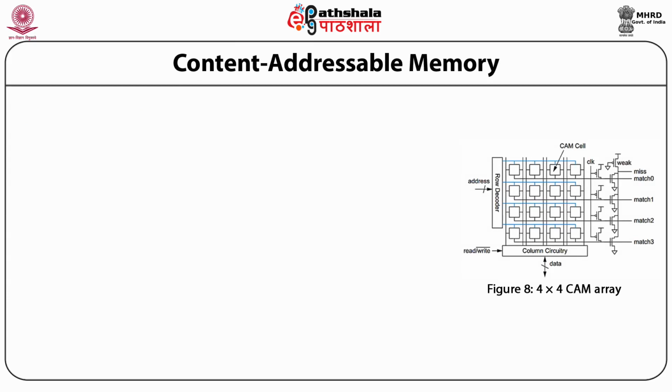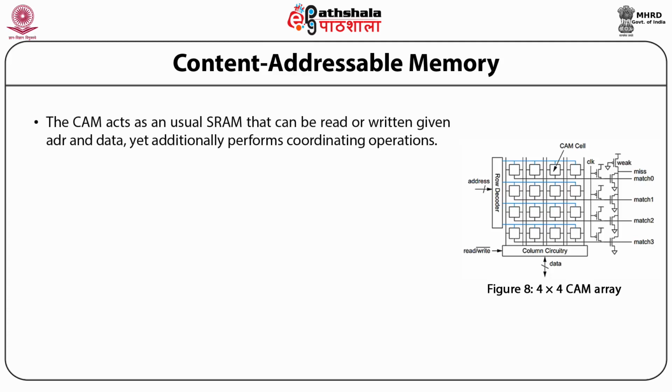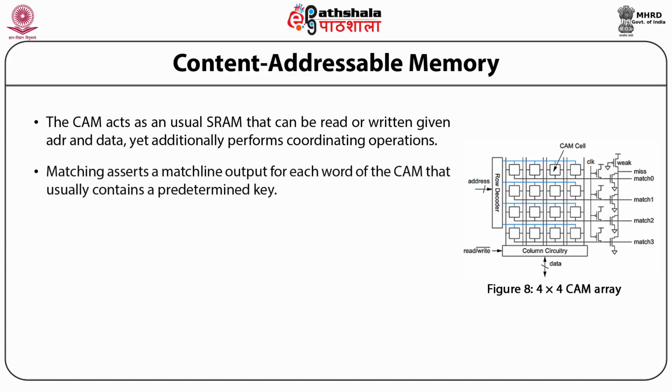Let us now discuss another kind of memory, which is content accessible memory, or content addressable memory, CAM. It acts as a usual SRAM that can be read or written given the address and the data, yet additionally performs the matching operations. Matching asserts a match line output for each word of the CAM that contains a predetermined key. A typical utilization of CAMs is translation look-aside buffers, TLBs, in microprocessors supporting virtual memory.